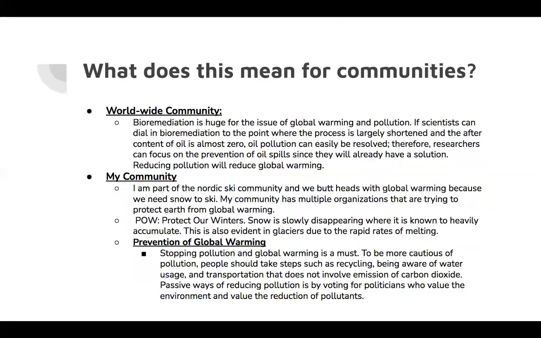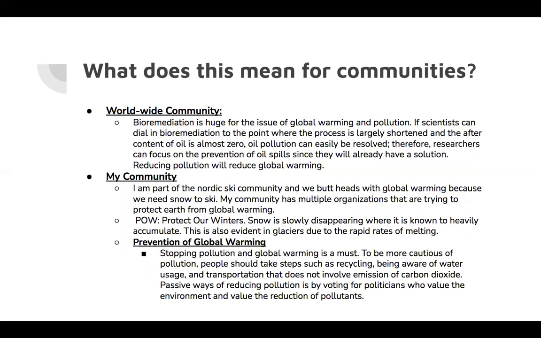So what does this mean for communities? So we have the worldwide community. It's big for the issue of global warming and pollution. If scientists can dial this in, the process can be largely shortened, and the content of oil is almost zero in oil spills. And oil pollution can easily be resolved, so therefore researchers can focus on the prevention of oil spills since they already have a solution. And reducing pollution will reduce global warming.